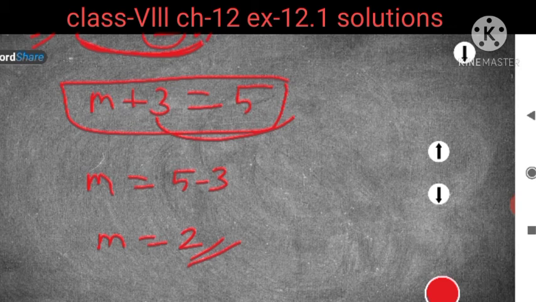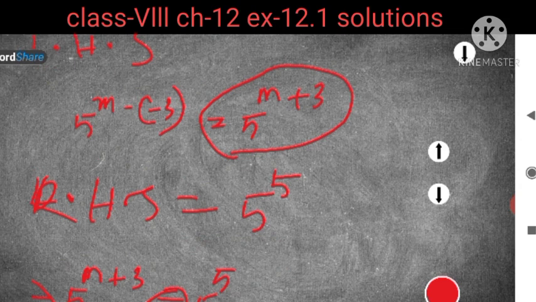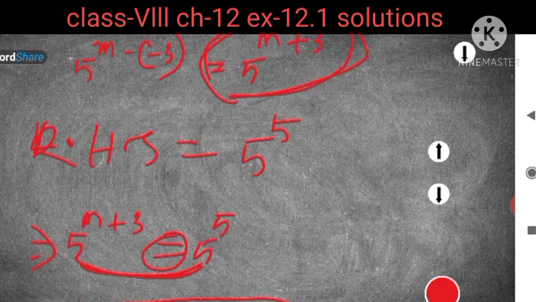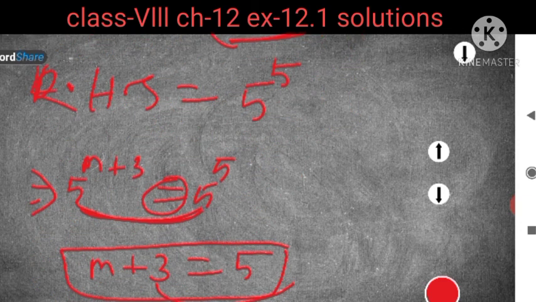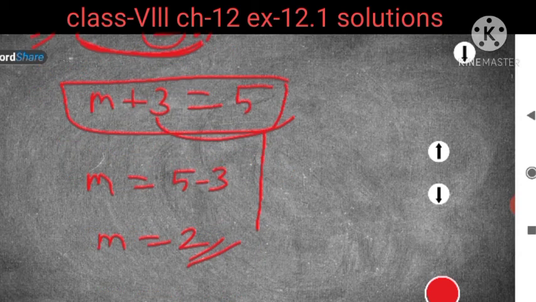So this question is very important from the perspective of your exam also. This question is very important. So please try to understand this question very nicely. When you solve the left hand side, you get this one. In the question itself it is given they are equal. If their bases are equal, then their powers should also be equal. So we have to write the powers equal, and then we get one equation. If you solve this equation, you will get m equal to 2.